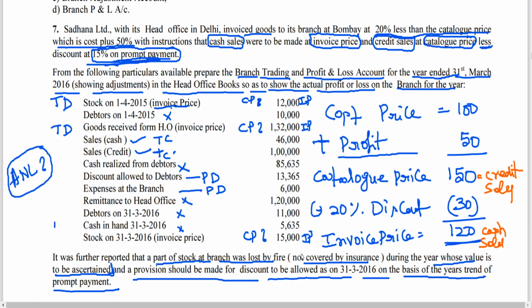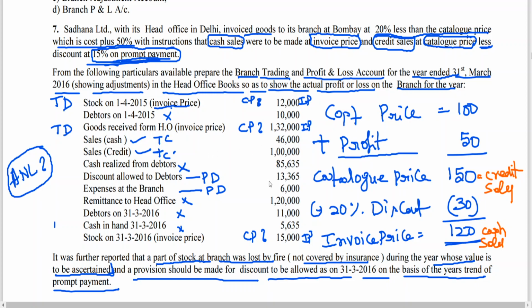I'm keeping quiet intentionally. So the question is, my dear friends, everything is at invoice price: stock at invoice price, opening stock at invoice price, goods received from head office at invoice price, sales at invoice price, but only credit sales is at catalog price. Actually, for doing trading account, I need not change.